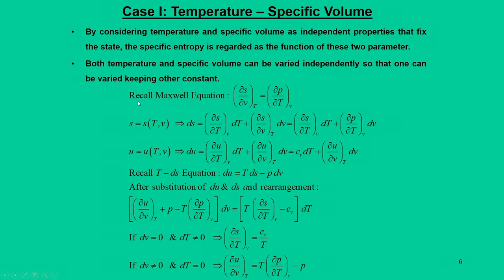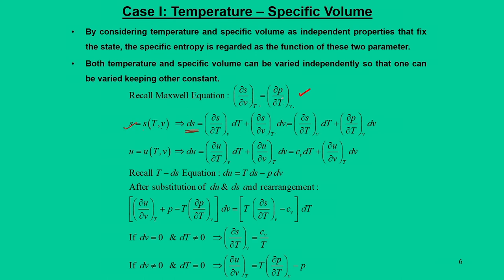First, we have to recall our basic governing equations, that is, the Maxwell equations. One of the Maxwell relations is ∂S/∂V at constant T equal to ∂P/∂T at constant V. As I mentioned, temperature and specific volume are independent properties. So, we write S as a function of temperature and volume. From this we can find its exact differential dS, that is ∂S/∂T at constant V into dT plus ∂S/∂V at constant T into dV.